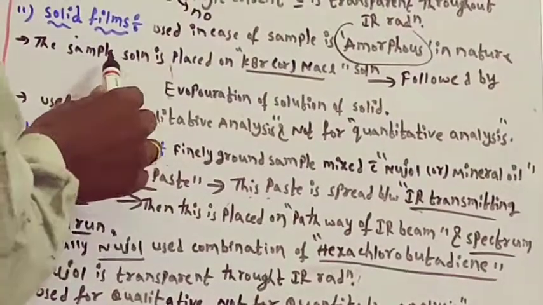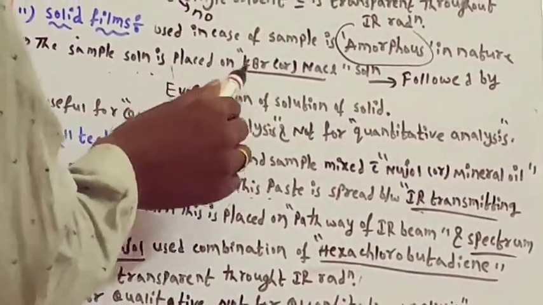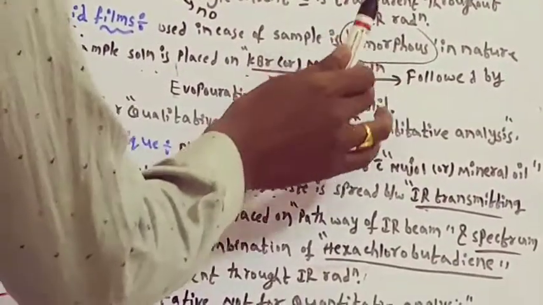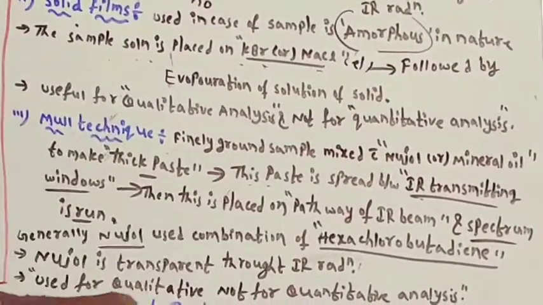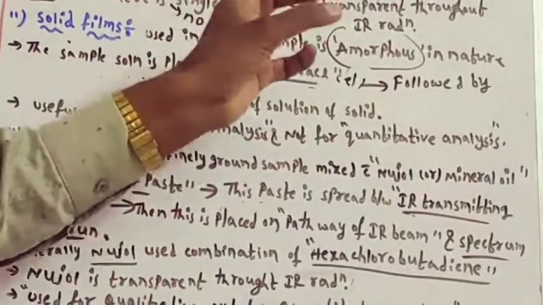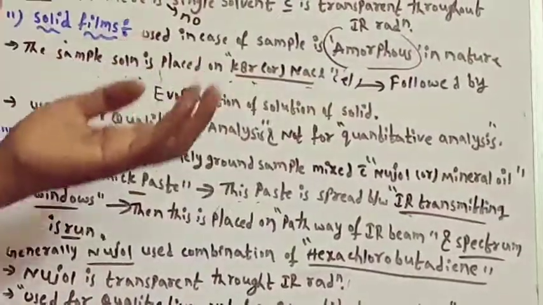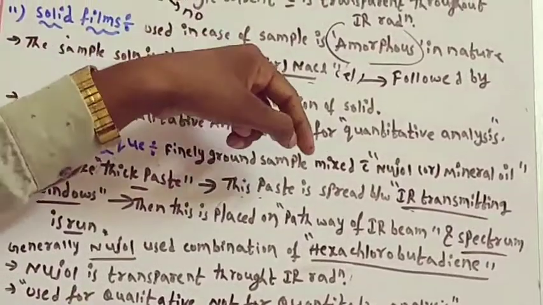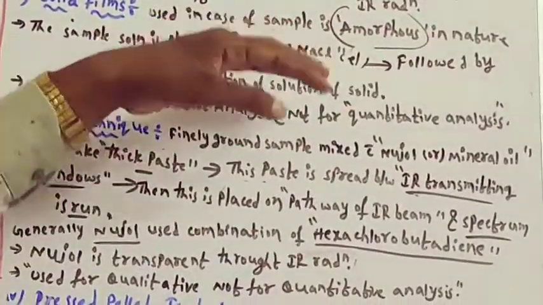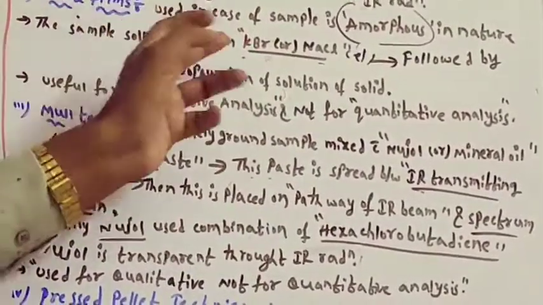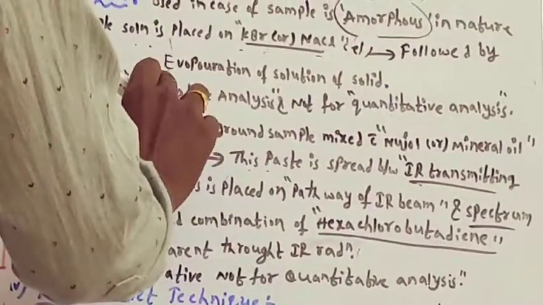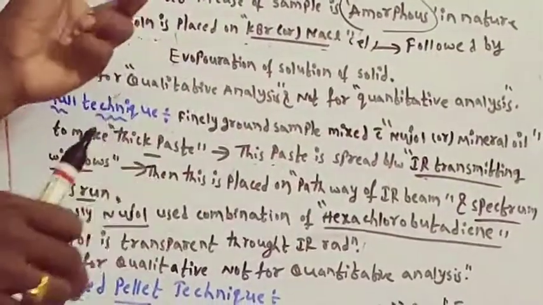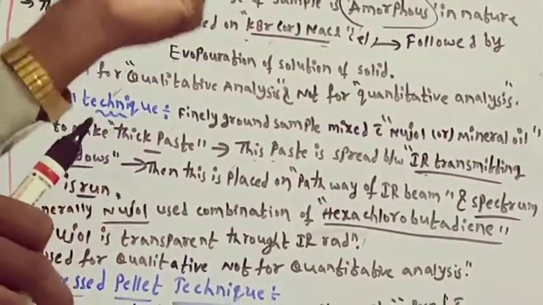How? Here the sample solution is placed in a KBr or NaCl cell. This amorphous sample also should be dissolved in a solvent. After making the solution, the sample solution is placed in the KBr or NaCl sample cell, followed by evaporation of the solvent. Then we evaporate the solution and we get the film. That film we use for the analysis.